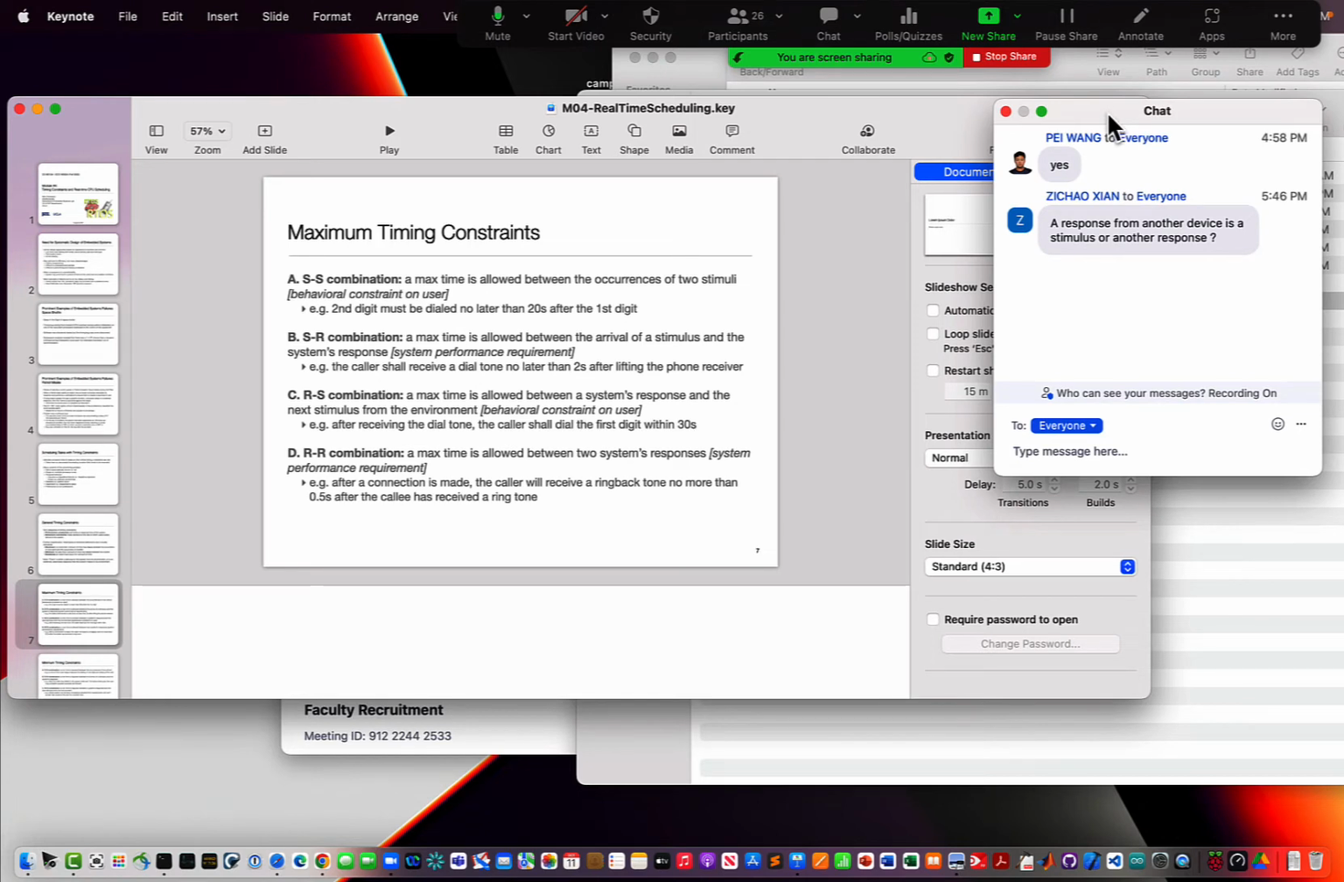So the question is whether a response from another device is a stimulus. I'll give you an answer which you may not find satisfactory, which is that it depends upon what your system is, right? If I'm part of a distributed system and I'm responsible for designing one node in it, then the other node, or to use your language, the other device, to me is part of the environment.